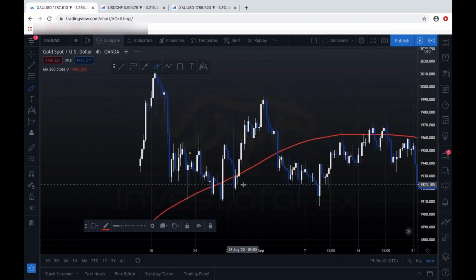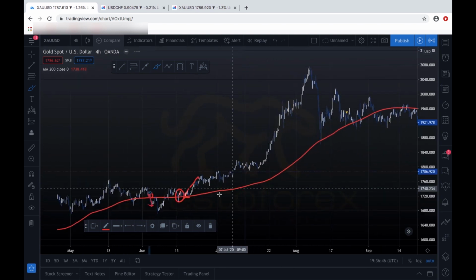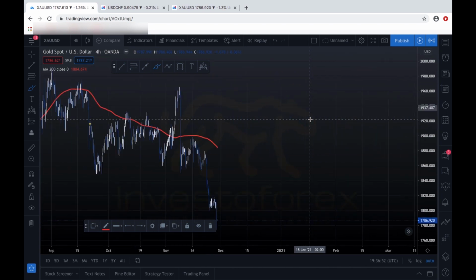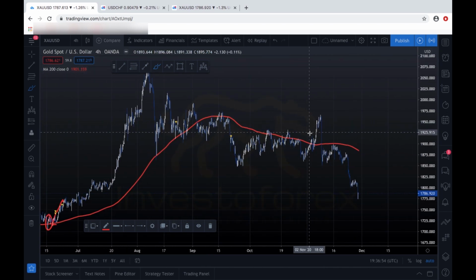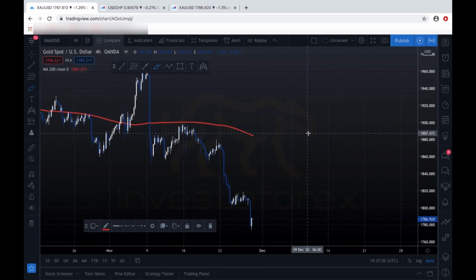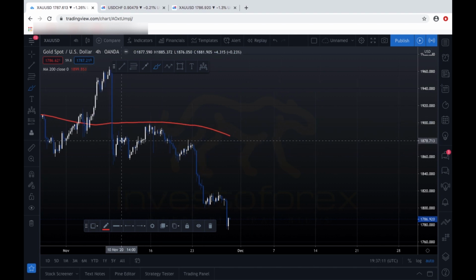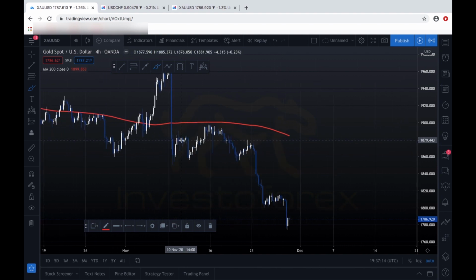So now let's go to the 4 hour chart. Here the price is bullish. Let's look at here. There was a breakout. And the next candle broke the low of the breakout candle. And we enter a trade just after it broke its low.